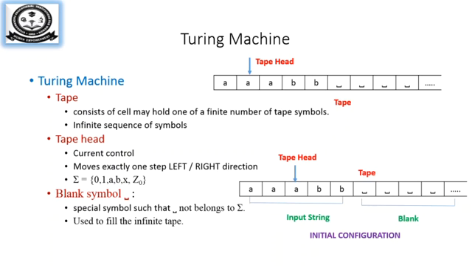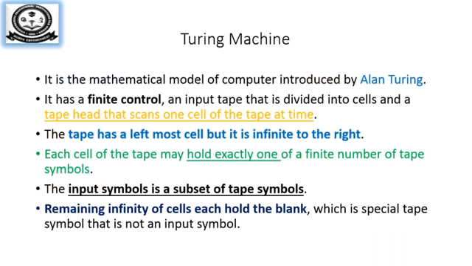The initial configuration of the tape will be like this: suppose the tape consists of A and B. This is considered the input string, and the remaining cells are going to be blank spaces, filled up with the blank symbol. Again, here A and B are terminal symbols, whereas blank is not a terminal symbol; it is a special symbol. So what is a Turing machine?